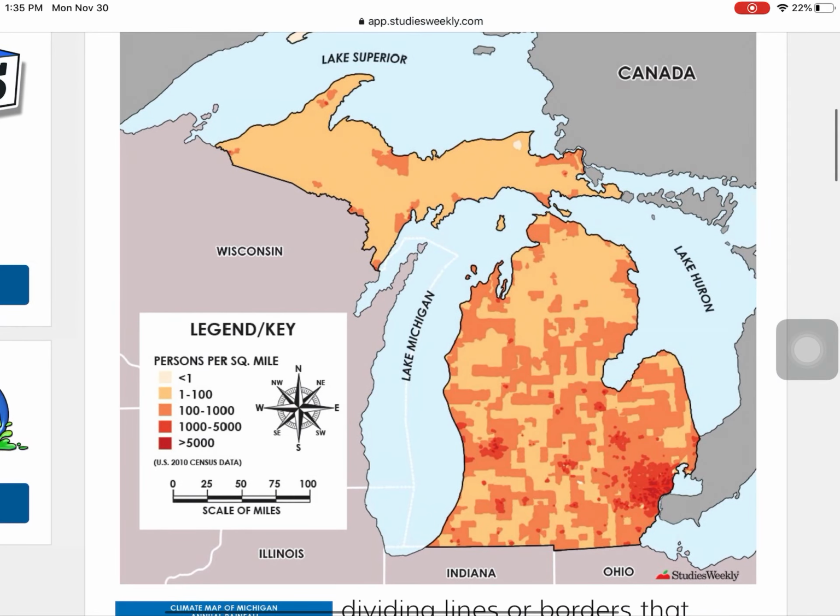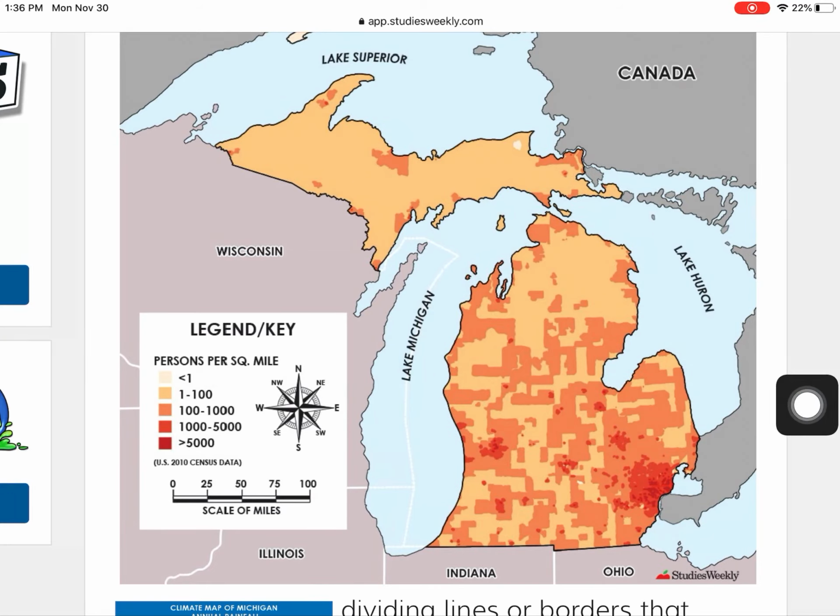Where if we look at the Lower Peninsula, we see a lot of this orange color here, 100 to 1,000 people per square mile. And then we also even see some of our darker reds here, which is 1,000 to 50,000 or greater than 50,000. There's two big areas here where I see some dark reds. I see one big area down here, and I see one area right here.